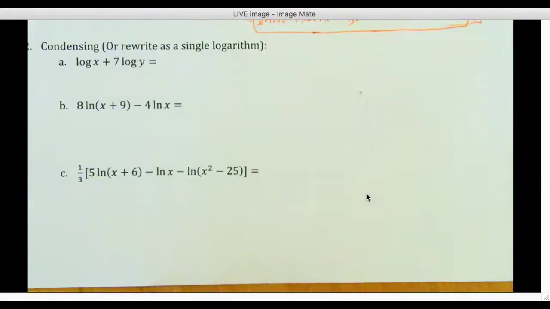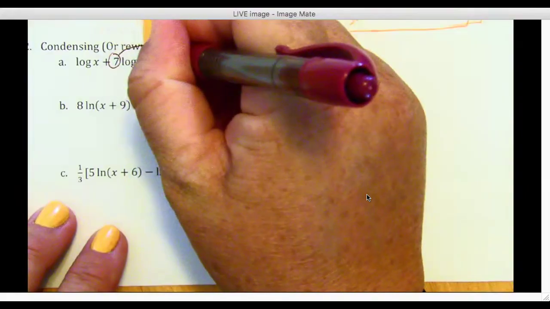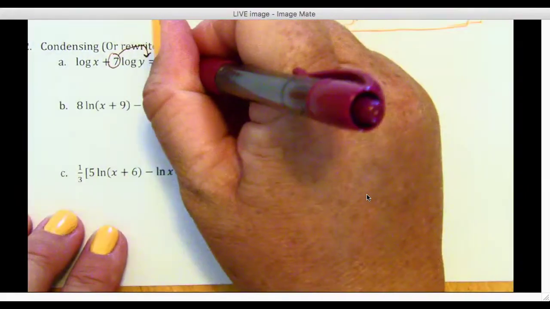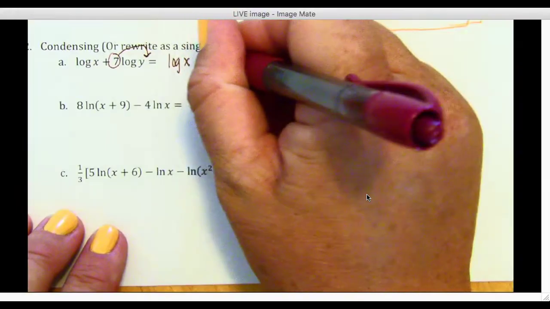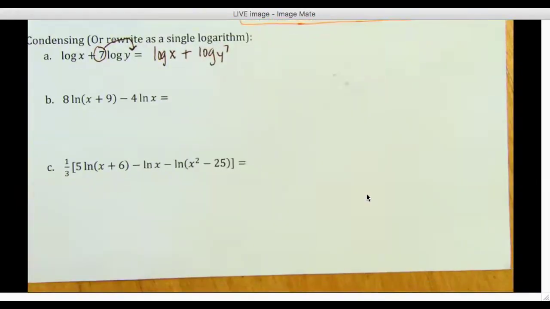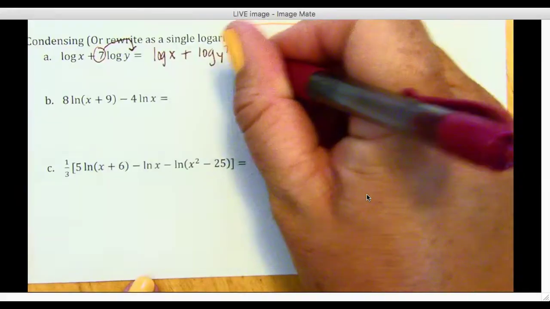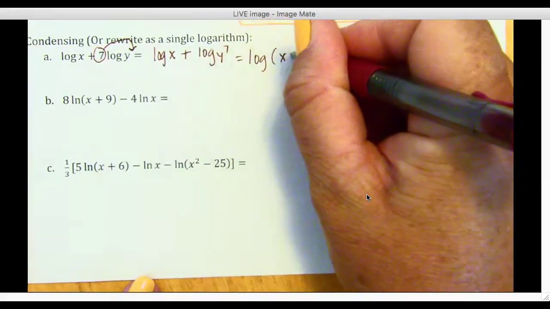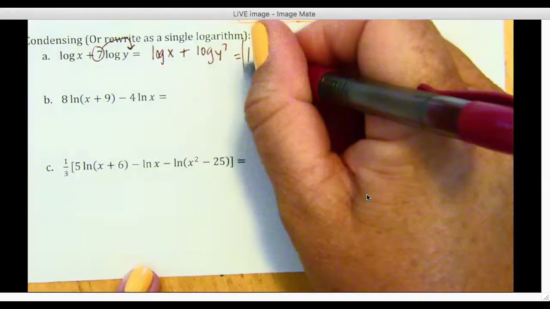All right, so the next examples, we're going the opposite direction. We are condensing these logarithms. Sometimes you'll see those instructions saying write as a single logarithm, which means the same thing. And we go in the opposite order. So I am going to be moving my exponents back on the logarithm first. So this becomes log of x plus log of y to the 7th. And then those are being added, so condensing those logarithms is going to be with multiplication. So I have log of x times y to the 7th, and then that would be my answer.